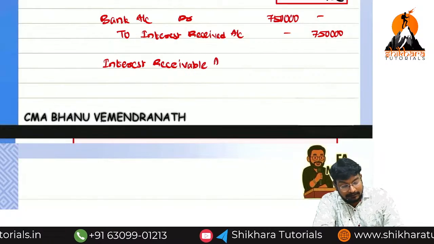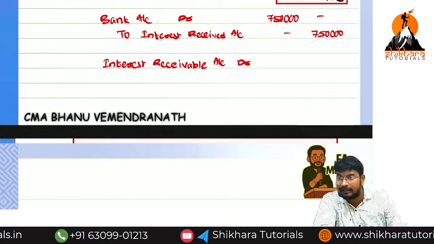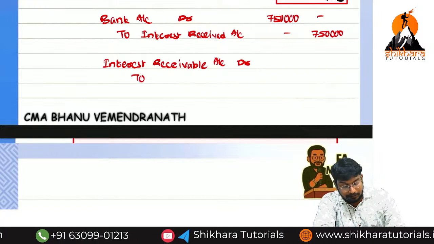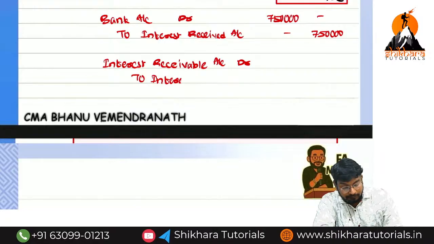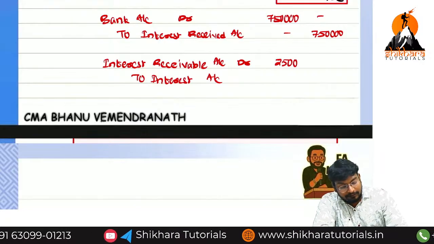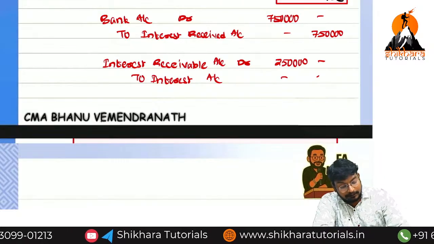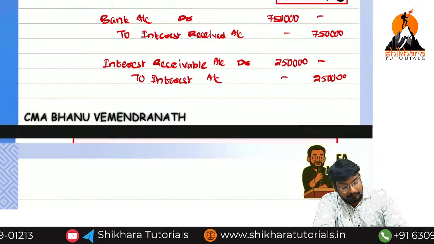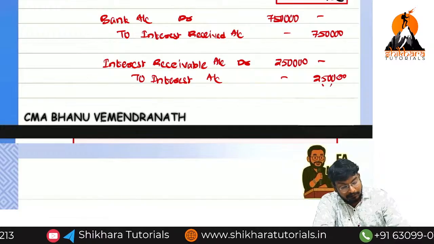This is an asset. Which balance? Debit balance increases. Debit to interest account. How much? 2,50,000 and 2,50,000. Are you getting the point?